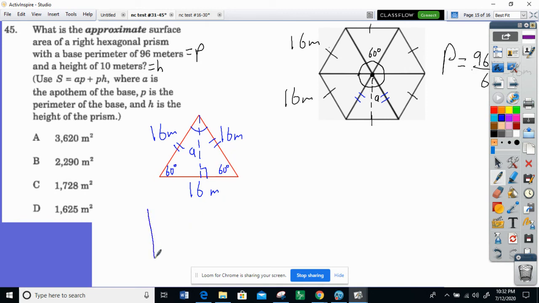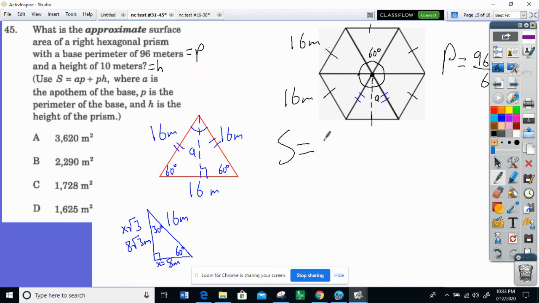Well, now we can split this up to make a 30 degree, 60 degree, 90 degree triangle, where this hypotenuse is 16 meters, this length is 8 meters, and the length across from the 60 degree angle is going to be x times the square root of 3 if 8 is x, so that's going to be 8 times the square root of 3 meters. So now we finally got the apothem that we're looking for.